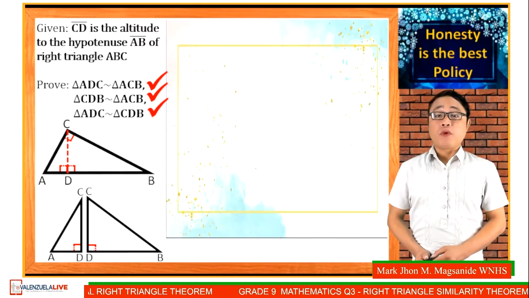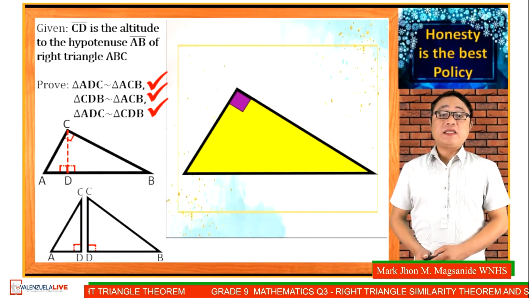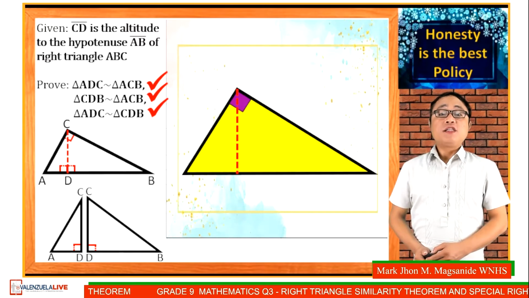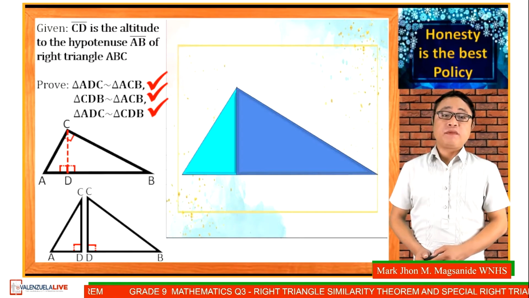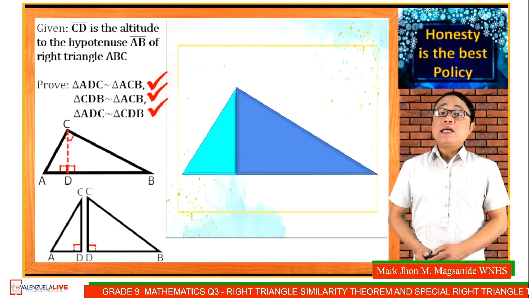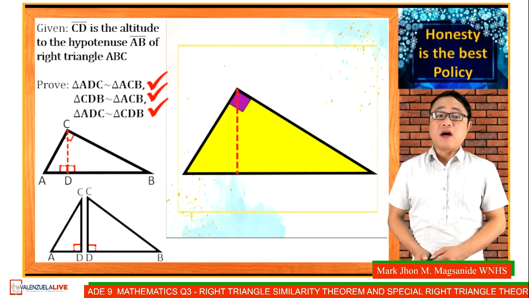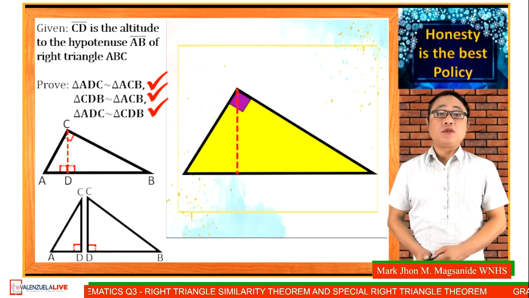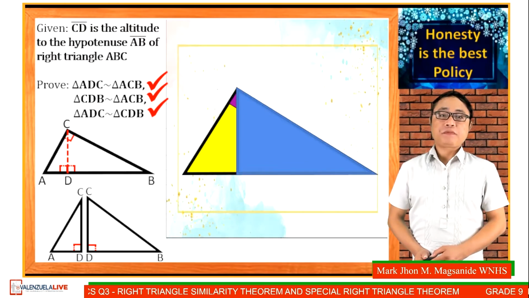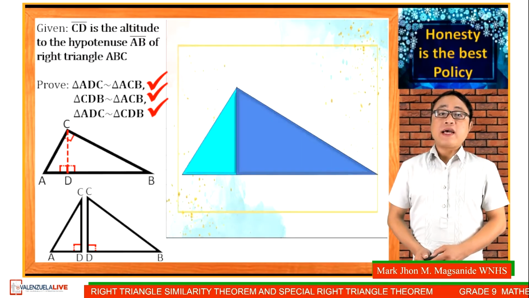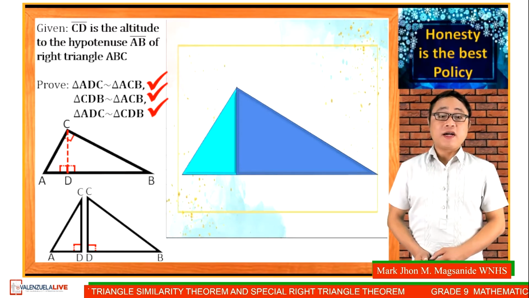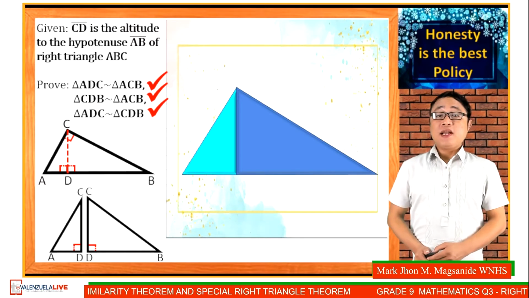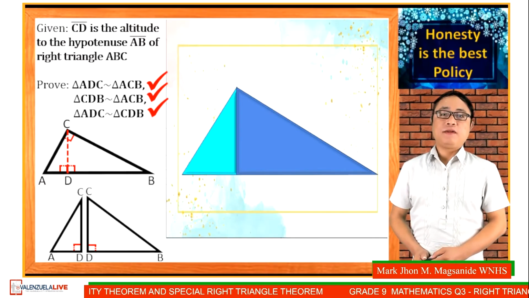It is now proved that given a right triangle with altitude C to the hypotenuse, two right triangles were formed by the altitude. The given right triangle is similar to each of the right triangles formed by the altitude to the hypotenuse. And the two right triangles formed are similar to each other. And to apply this theorem, let us answer this example.